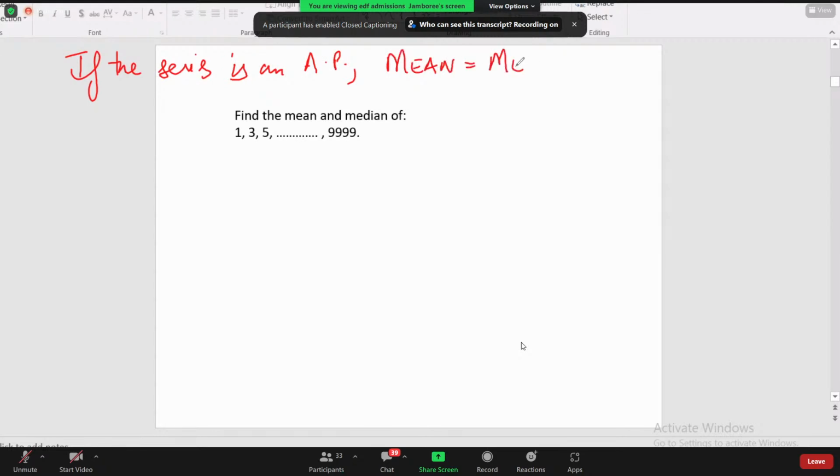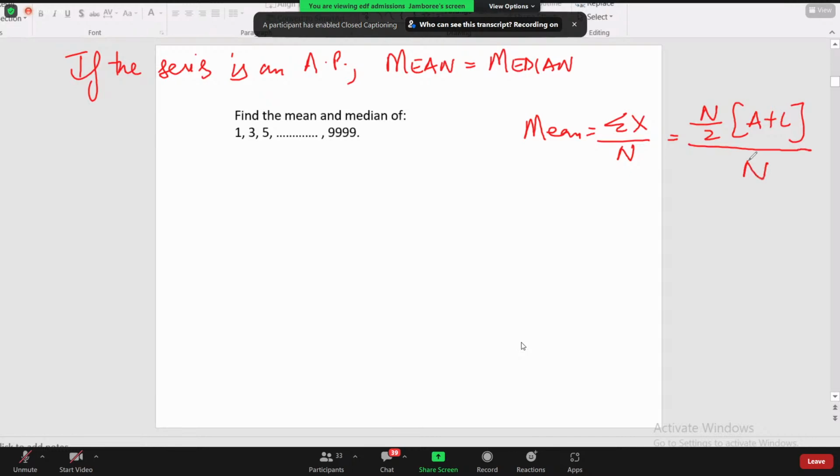the series is an AP, then in that case, the value of the mean will be equal to the value of the median. Now, if we analyze what mean is, mean is the sum of all the terms divided by the number of terms. Because the series is an AP, the sum of terms will go by the formula n/2 multiplied by first term plus the last term. And this whole will also get divided by the number of terms, so this n will come in the denominator. Here, this n and n get cancelled out, and you will be left with first term plus last term divided by 2. And that will become the value of the mean and the median.